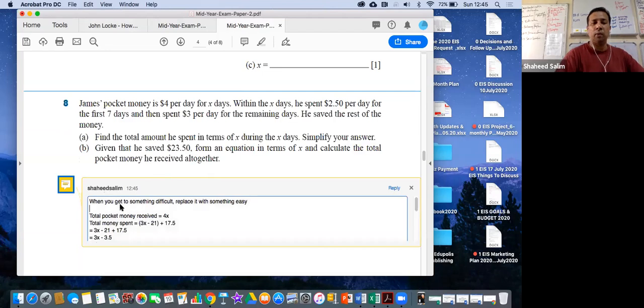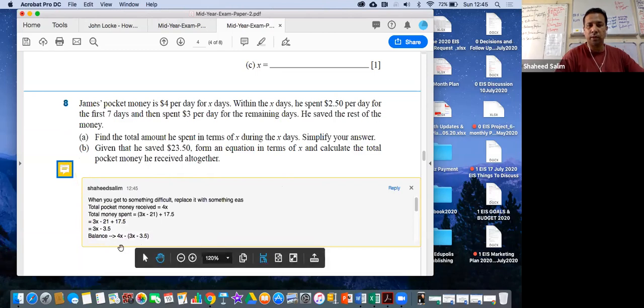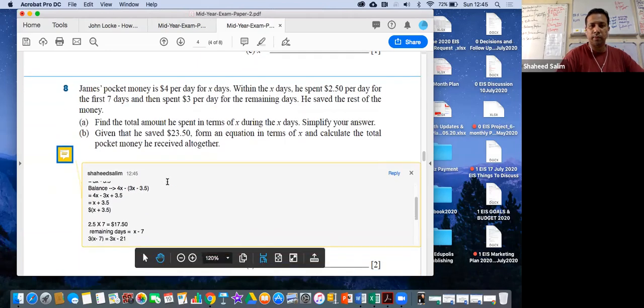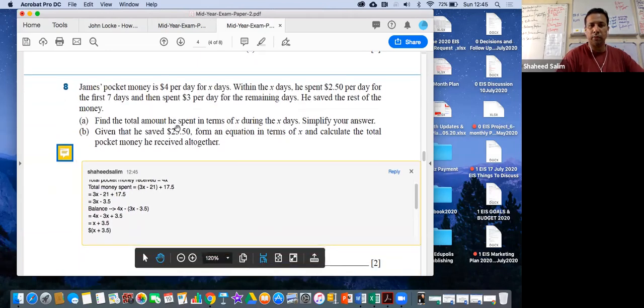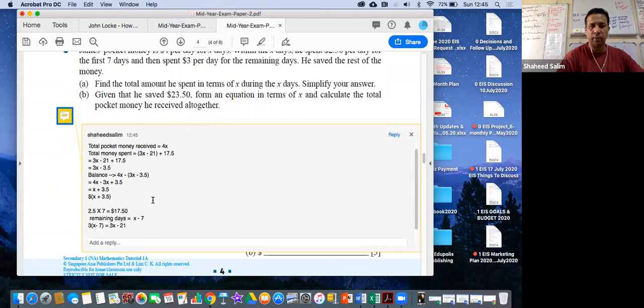Okay, I will push this thing up so that you can see. Is it okay now? Can you see now? Sorry, I'm trying to let you see the whole thing. Okay. You try to solve it.